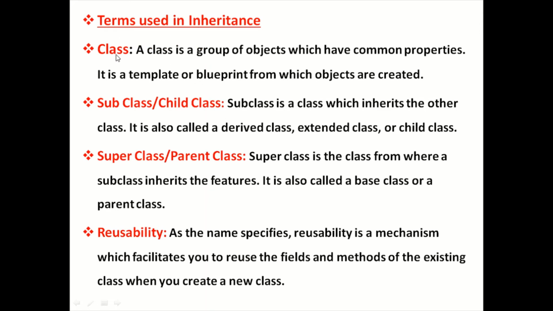The first term is class. I already discussed this with you. A class is a group of objects which have common properties, and it is also called a template or blueprint from which objects are created. It's just like a blueprint. After completion of a project, what does our project look like? Before that, it is shown in the form of a blueprint or template. So a class is nothing but a group of objects, a collection of objects.